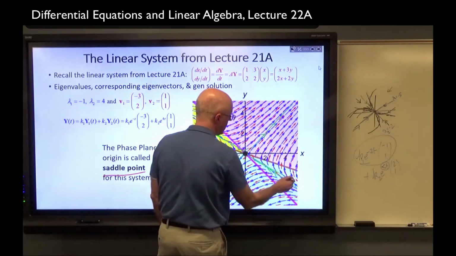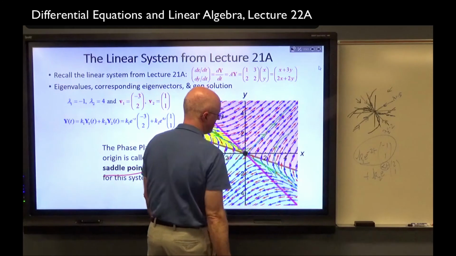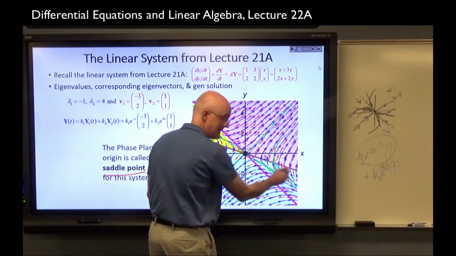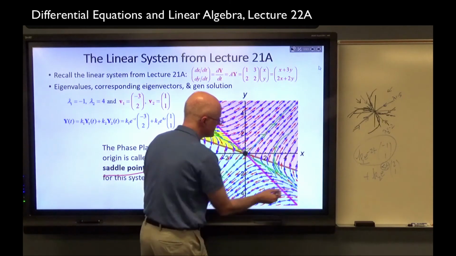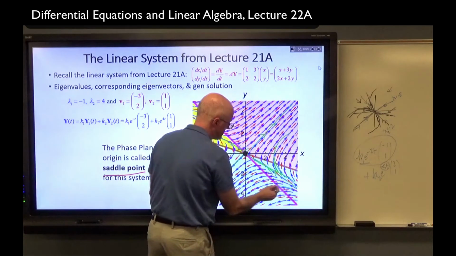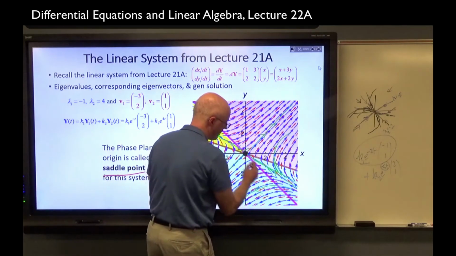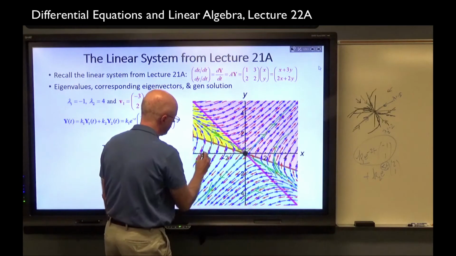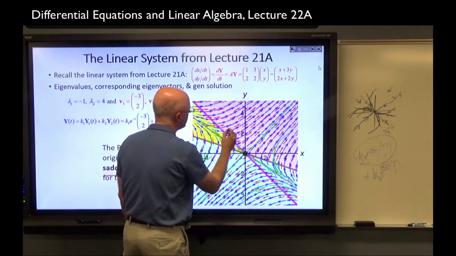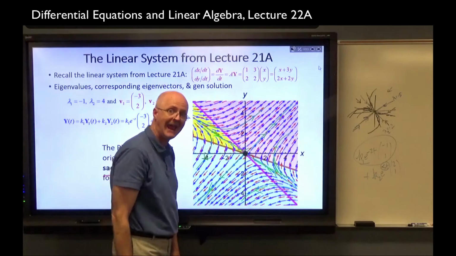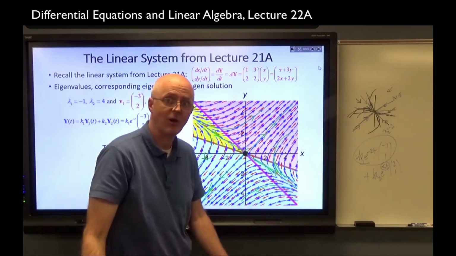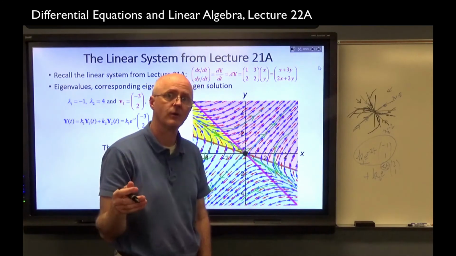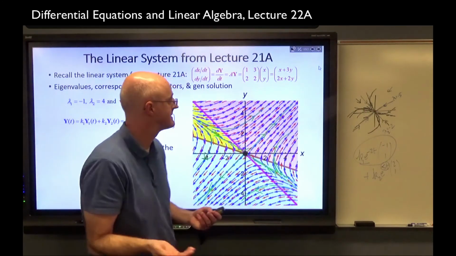Solutions starting over here head up this way, crossing this brown nullcline with vertical tangents. That's the x nullcline there, the brown one. Solutions down here go this way, crossing the pink one with horizontal tangents. That's the y nullcline. Similar kinds of things in here. My students, you should be able to try to draw these by hand reasonably quickly. It takes some practice. The nullclines can help you. I would encourage you to draw nullclines on your own. On exams, I might give you the nullclines.